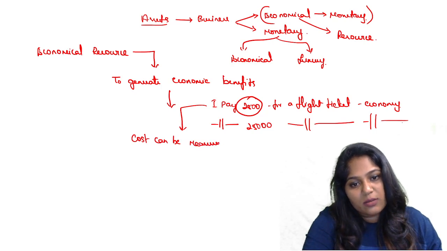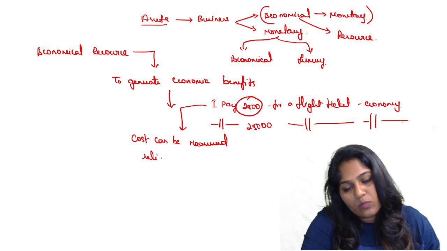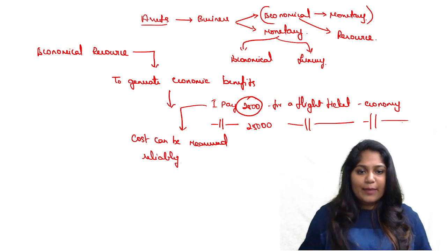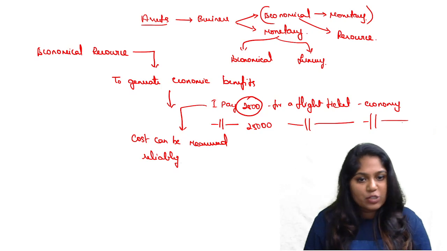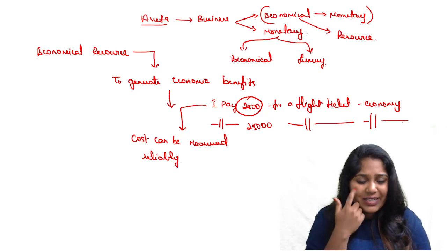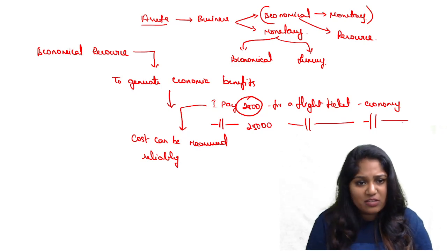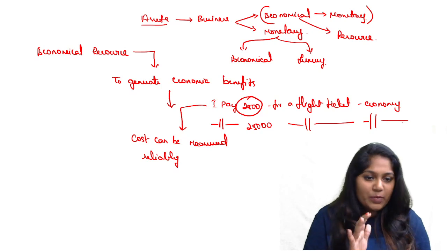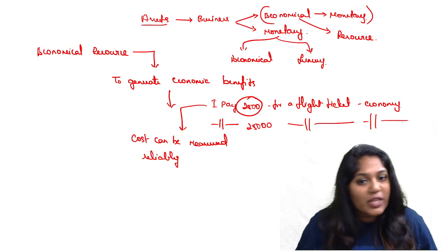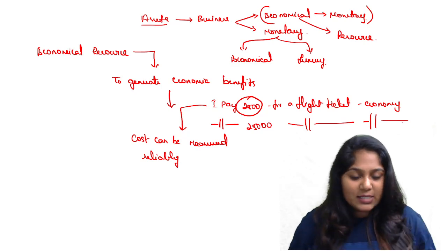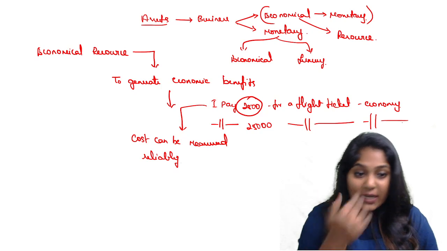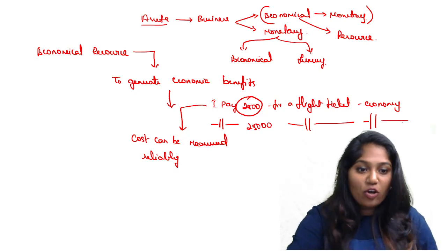Measured reliably. What do you mean by measuring? Bringing into the accounts at a value is called measurement. Okay, cost can be measured reliably. That means, can I say for an organization, an asset is nothing but an economic resource. Which economic resource? A present economic resource. Their main motto is to generate economic benefits, and the cost can be measured reliably. Right? This is what an asset is in an organization.